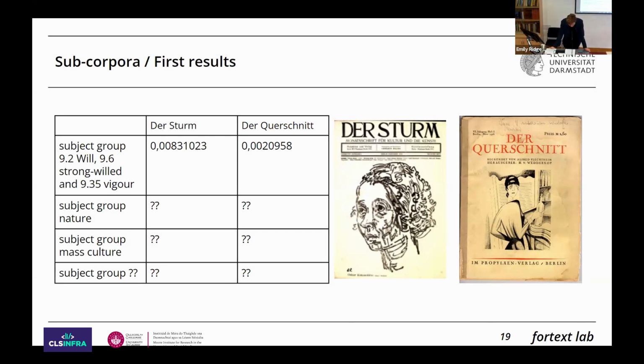As expected, the modified subject group is most strongly represented in Der Sturm. However, the figures for Der Querschnitt are not low either. What is pending is the application of other subject groups for this method. This approach must be revised again in any case. There's also the question which other subject groups could be used for the analysis.